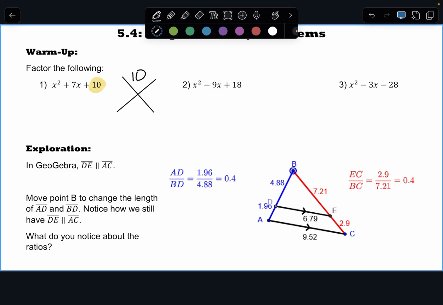And we put it on top. And add to 7, the middle number, and we put it on the bottom. 5 and 2. 5 and 2, okay. So 5 times 2 is 10, and 5 plus 2 is 7. What do I do with those numbers now that I have them?